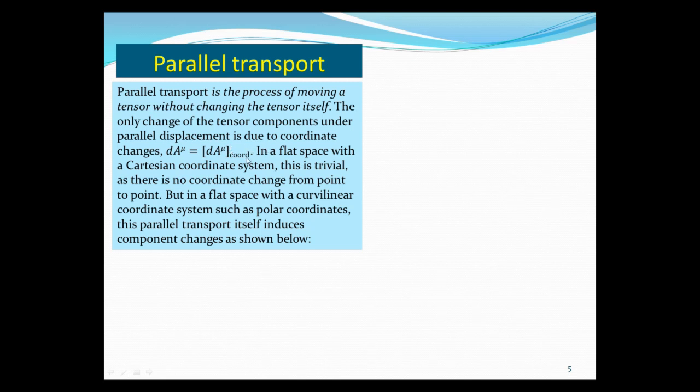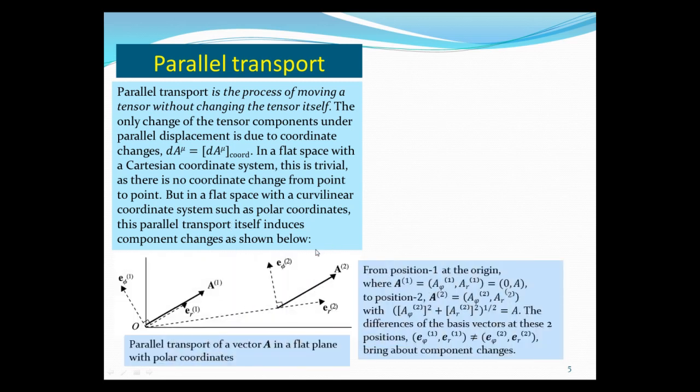In flat space with Cartesian coordinates, this is trivial. There's no coordinate change, therefore dA equals 0. But in a flat space with curvilinear coordinates, for example polar coordinates, parallel transport itself induces component changes, even though the vector itself doesn't change. Let me give a little more detail. Suppose I have a flat plane. I have a vector at position 1, and a parallel transported vector located at position 2.